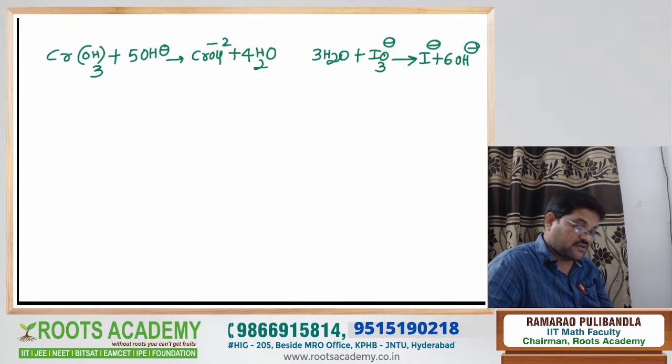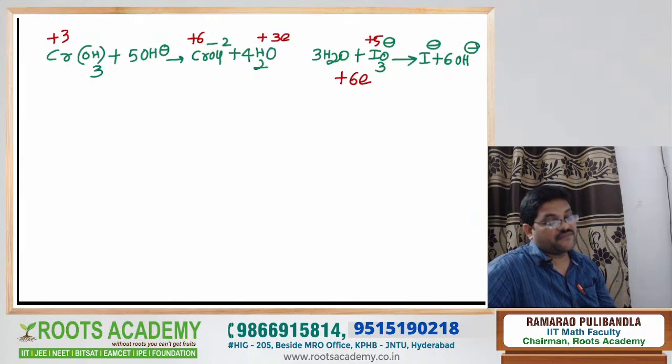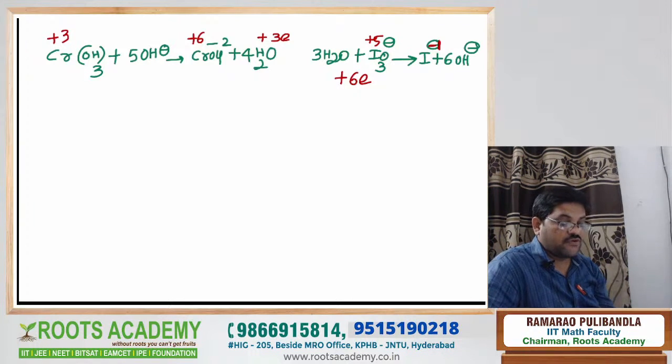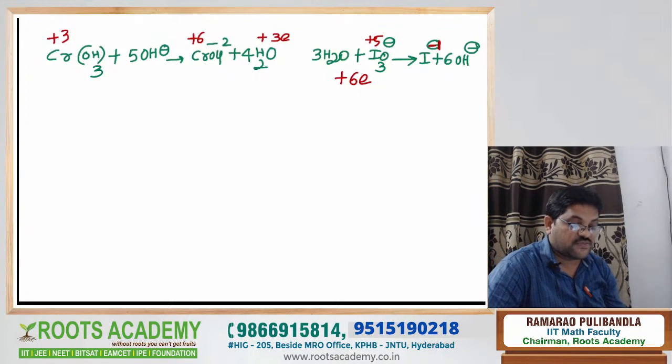Electrons. Simple logic. Here chromium plus 3 state. Here chromium plus 6 state. Plus 3 becomes plus 6 means what? Oxidation by 3 electrons. Here iodine plus 5 state. Here iodine is minus 1 state. Reduction by 6 electrons. Simple logic. So because plus 5 to what? Plus 5 to minus 1. Plus 5 to minus 1 means what? Reduction by 6 electrons. Understood what I am saying? No confusion. Now you get net equation, electrons must be equalized.